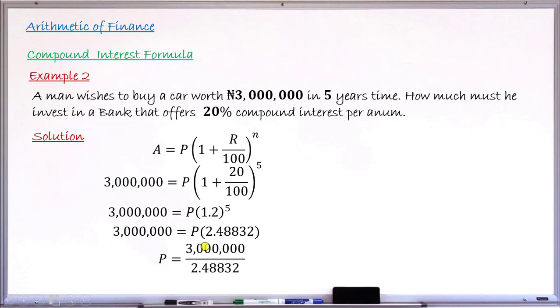So there will now be my P, 3 million divided by 2.48832. And if this division is done correctly, you now have your P equals 1,205,632,072 kobo. So this is the money the man will deposit in a bank, and after 5 years, he will collect this 3 million and buy his new car.